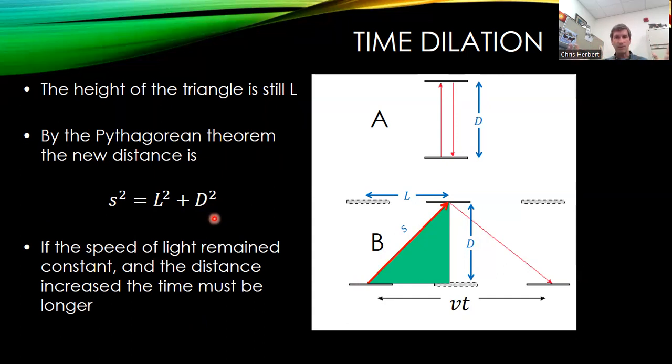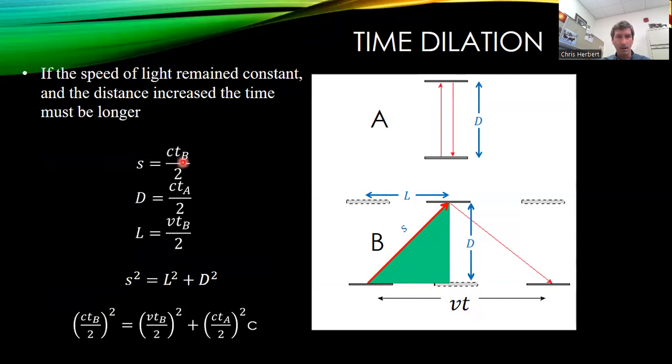Now, we'll break this into two different parts, just two different triangles. We want to just look at the first triangle right here, which has a base of VT over 2. So S is here, D is here, V T_B over 2 is down here. So let's just determine all this. S here is equal to C times T_B over 2. The beam is traveling at the speed of light. It takes some time T_B to go from the floor to the ceiling and back, and that time is T_B divided by 2 because it's a round trip. D, we've already said, is C, but now in the frame of reference of A, T_A, D is going to be C times T_A divided by 2.